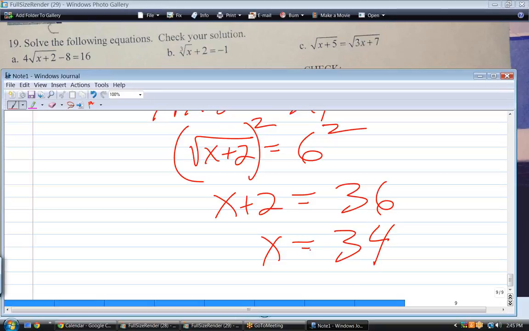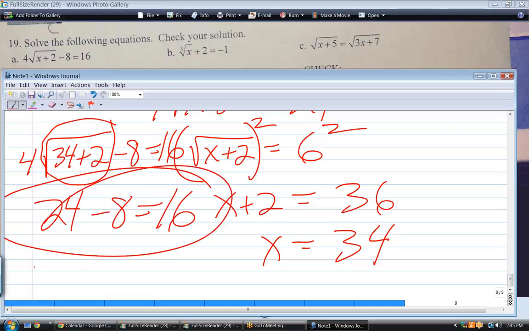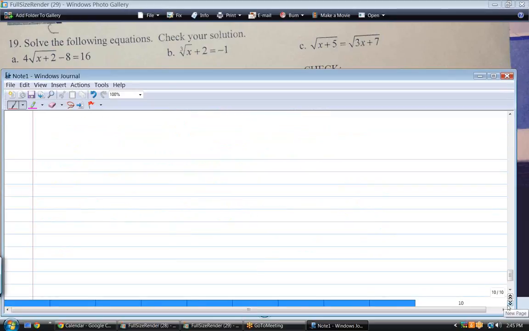Sometimes if you get two solutions, almost always one of them is no good. You have to throw it out. So let's just see if this works. 4 times the square root of 34 plus 2, minus 8, is that equal to 16? Well, what's that? 36. Square root of 36 is 6. 4 times 6 is 24. Minus 8 is indeed equal to 16. Checks out. Okay.